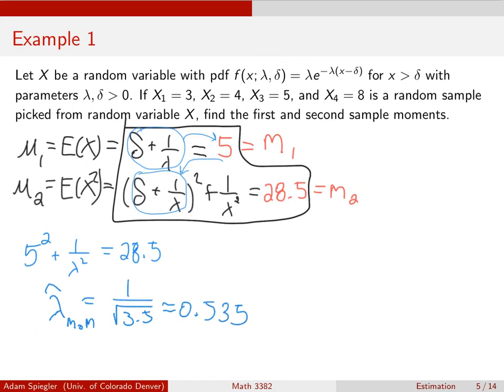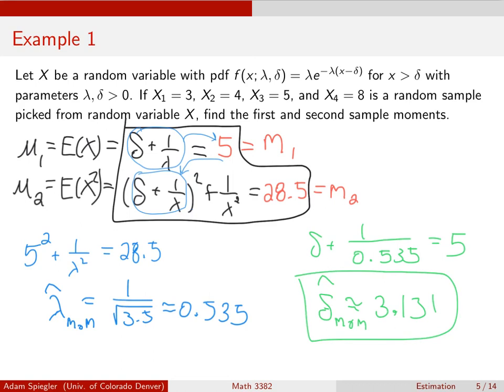Once I have this, I can substitute it into the first equation that we had from comparing the first moments. So I've got delta plus 1 over lambda, which we just approximated with 0.535, and I know that needs to equal the first sample moment, which was 5. That gives me an estimate for delta, which I'll call delta hat with a subscript of MOM for method of moments, which comes out to approximately 3.131. So that would be my estimate for delta, and over here we found our estimate for lambda.